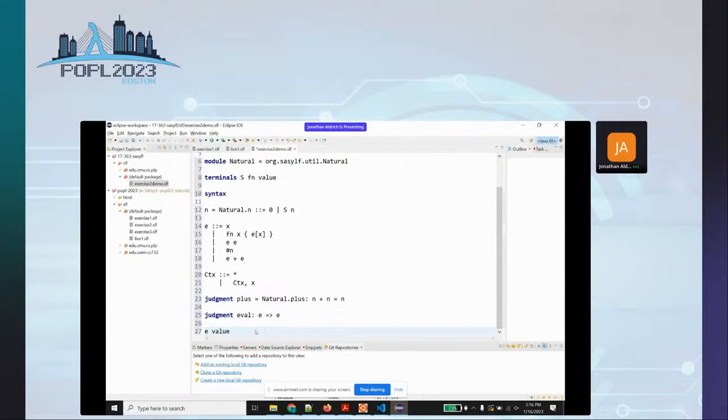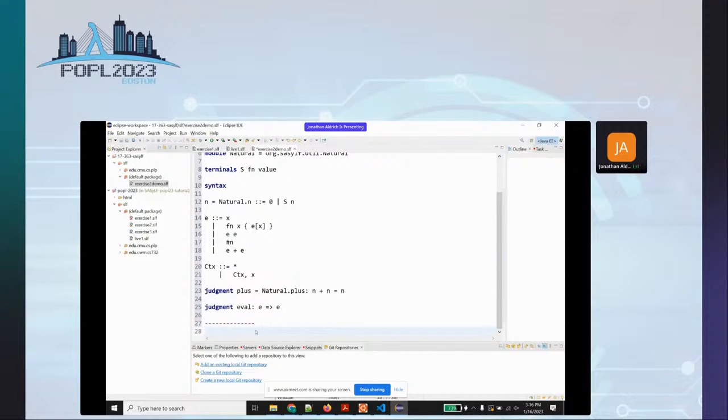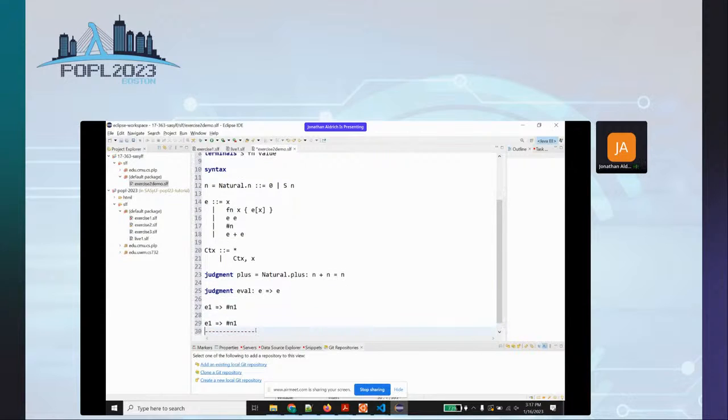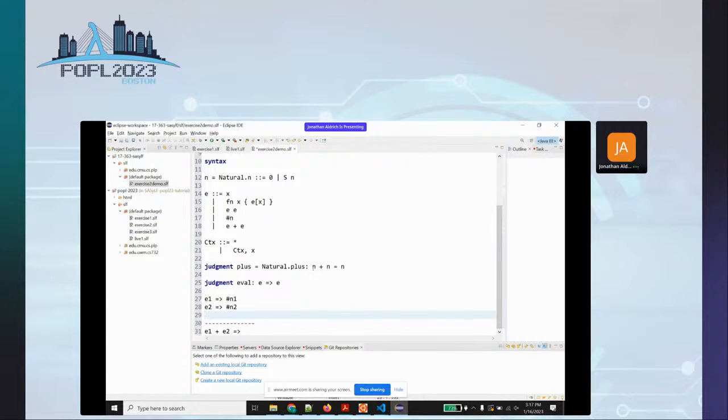So we have E value. Let's do an interesting one first. Let's say we want to do add, right? E1 plus E2 goes to something. Well, this is a big step judgment. So we want to evaluate it by first evaluating E1, and we'll evaluate it down to a number, N1. And similarly, we evaluate E2 to a number N2. And now we have our library for plus, which is just the rules that John defined, but in a slightly nicer form in the library. So if N1 plus N2 equals N3, then this evaluates to N3.